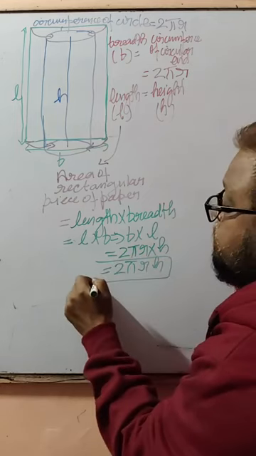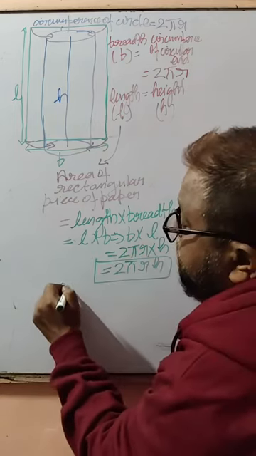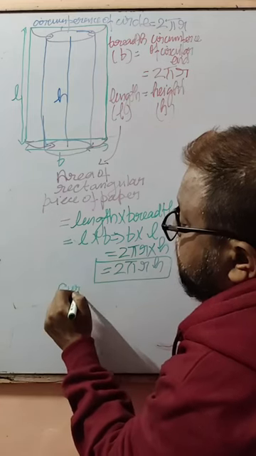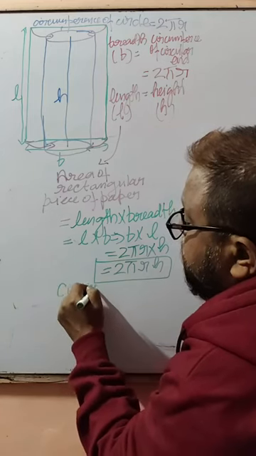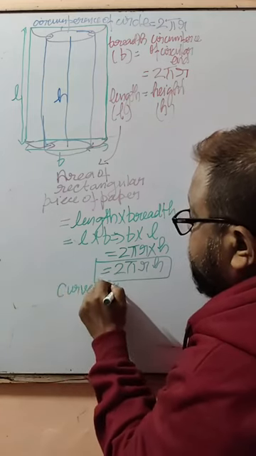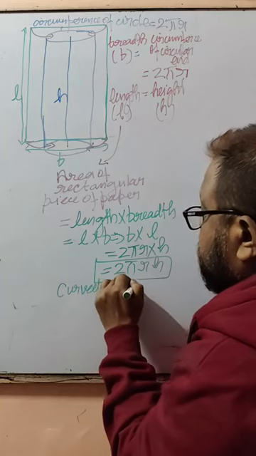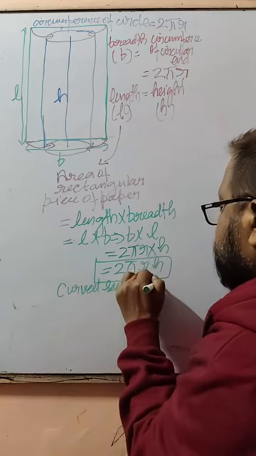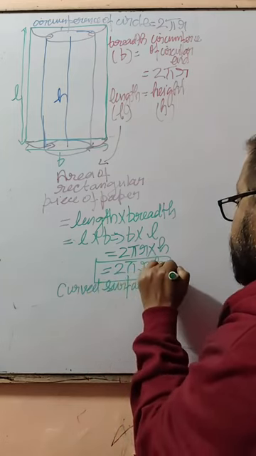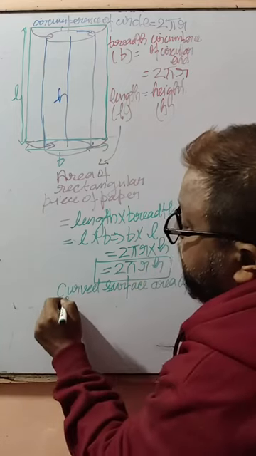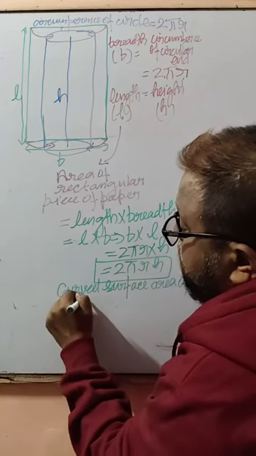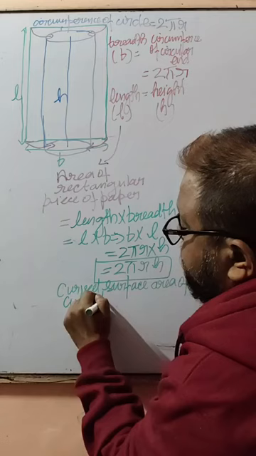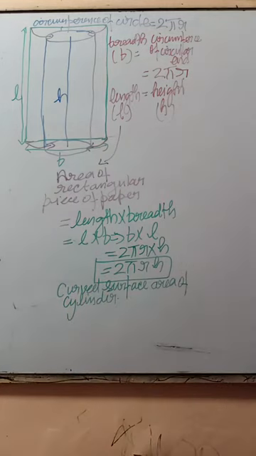That is known as the curved surface area of cylinder, right? Yes, sir. 2 pi RH.